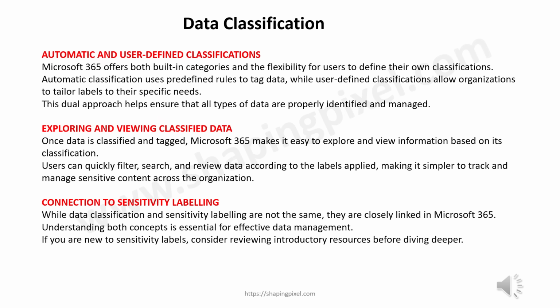Once data is classified and tagged, Microsoft 365 makes it easy to explore and view information based on its classification. Users can quickly filter, search, and review data according to the labels applied, making it simpler to track and manage sensitive content across the organization. While data classification and sensitivity labeling are not the same, they are closely linked in Microsoft 365. Understanding both concepts is essential for effective data management. If you are new to sensitivity labels, consider reviewing introductory resources before diving deeper.